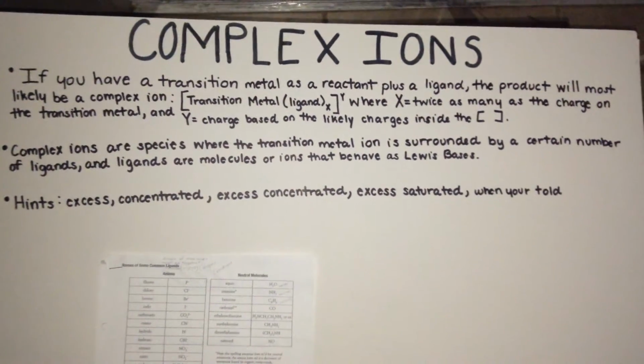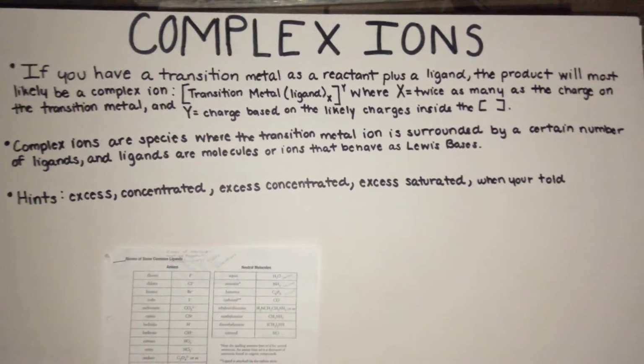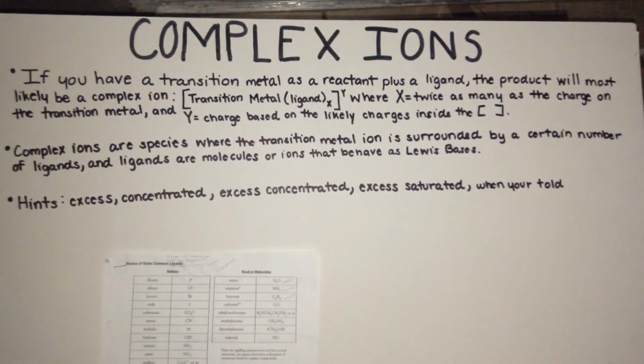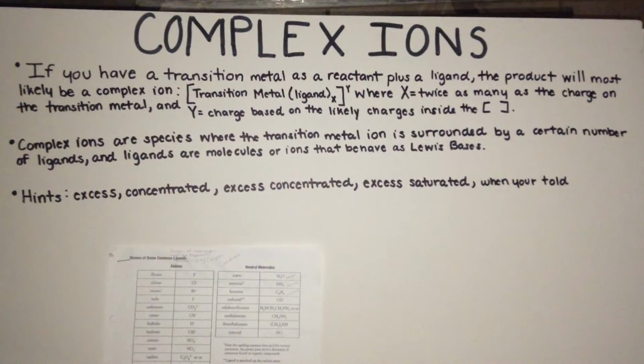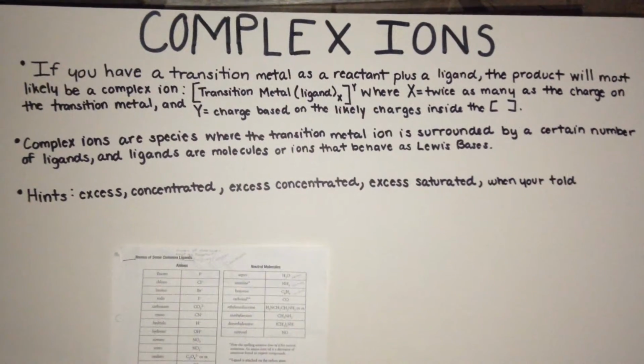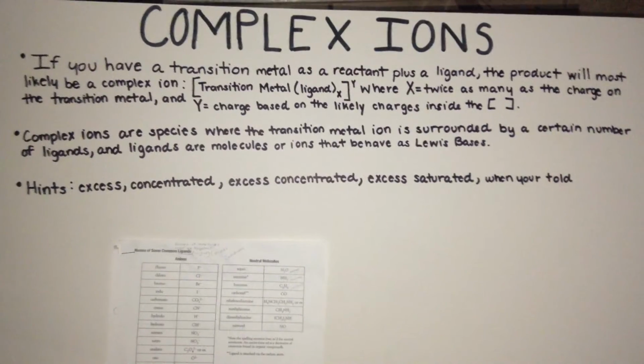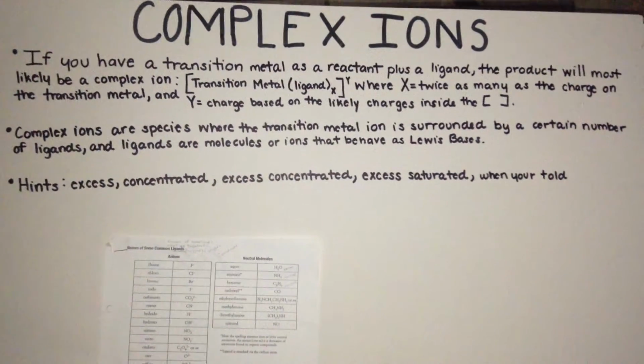Complex ions are species where the transition metal ion is surrounded by a certain number of ligands. A ligand is a molecule or ion that behaves as a Lewis base. If you have a transition metal as a reactant plus a ligand, the product will most likely be a complex ion.